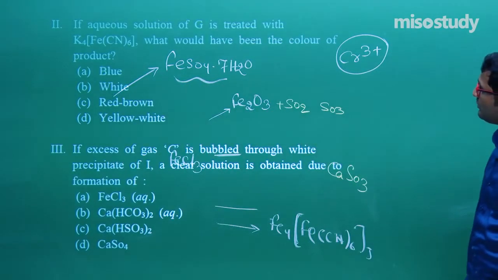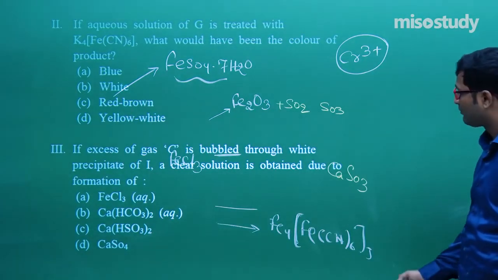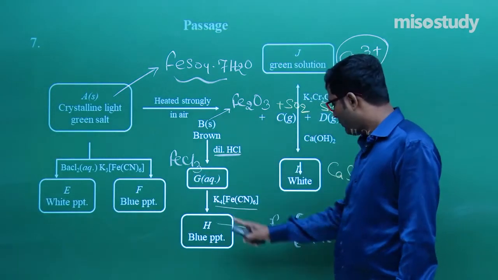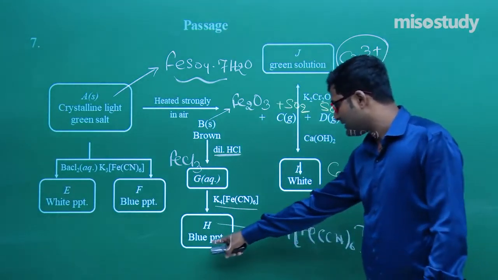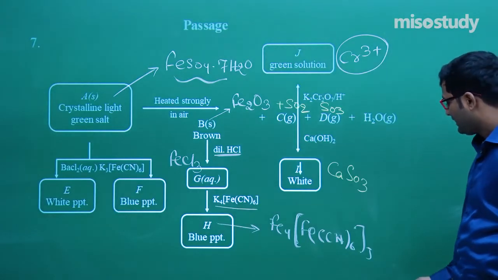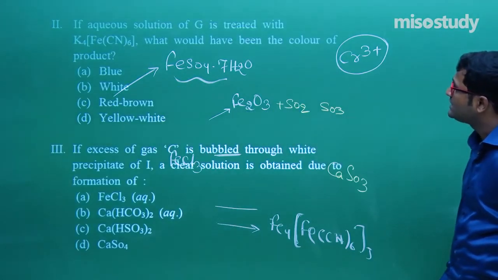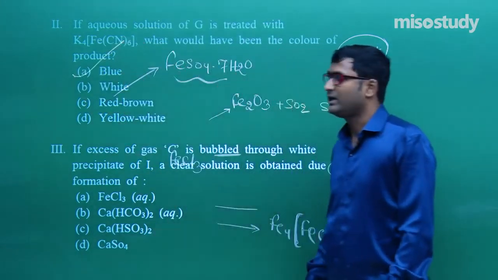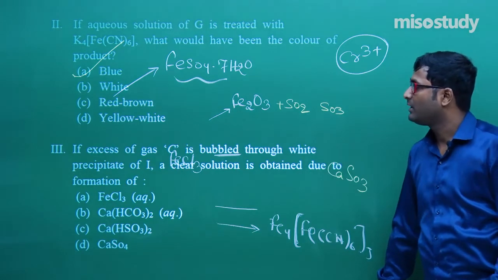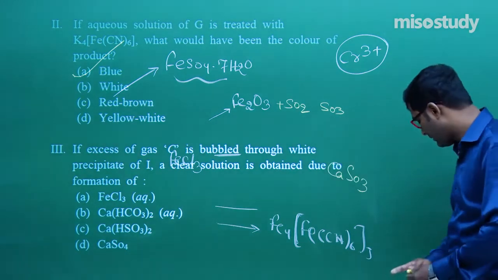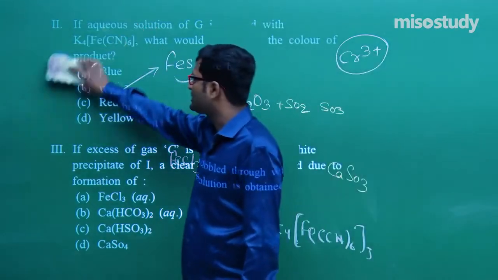If aqueous solution of G is treated with K4[Fe(CN)6], what would be the color of the product? Aqueous solution of G, that is FeCl3, when treated with K4[Fe(CN)6], gives a blue precipitate due to the formation of Fe4[Fe(CN)6]3. So we can easily say the color of the compound is blue. So for question number 2, section 2 here, A is the correct option. Clear, friend? Now I am going to rub this part and we'll discuss and move towards the next section.